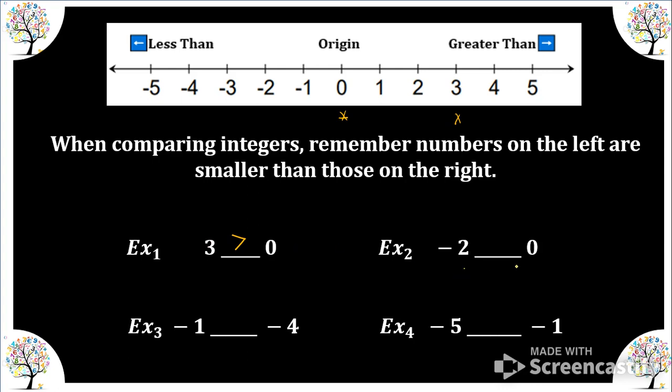If we're going to compare -2 and 0, -2 is to the left of 0, so it's less than 0. -2 is less than 0. If we're looking at -1 compared to -4, -1 is to the right of -4, therefore -1 is greater than -4. And let's look at -5 and compare it to -1. -5 is to the left of -1, therefore it is less than.